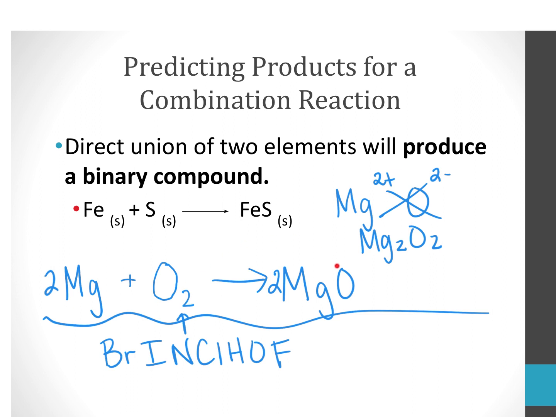Now, if it bonds, does that rule apply? It's only when they're alone. So you can either remember Brinkelhoff, or it's on your naming chart that you always get to use. However, if it's not on your mind, are you going to know to go check this chart? You're not going to remember to check it. So I remember Brinkelhoff.